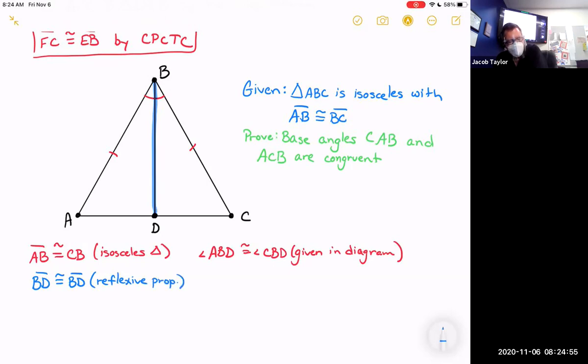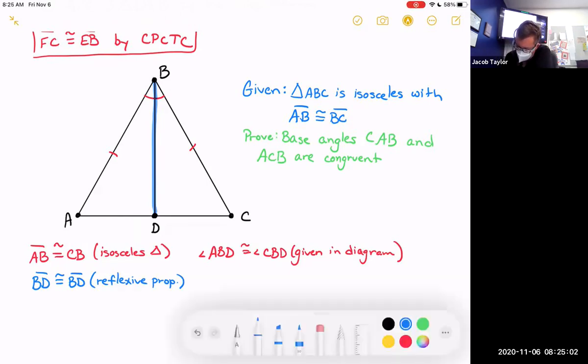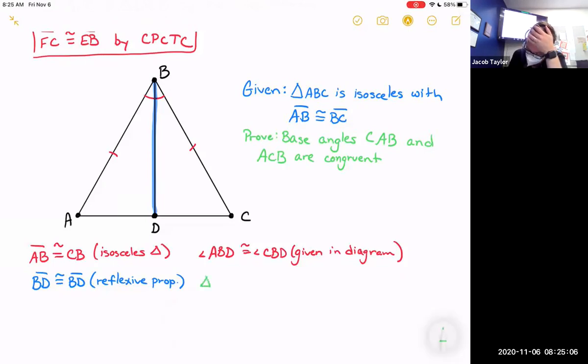Which means, yes, let's make sure we get the order right. Triangle ABD is congruent to triangle CBD. And as Emily said, the reason is side angle side. We have two congruent sides and the included angle.